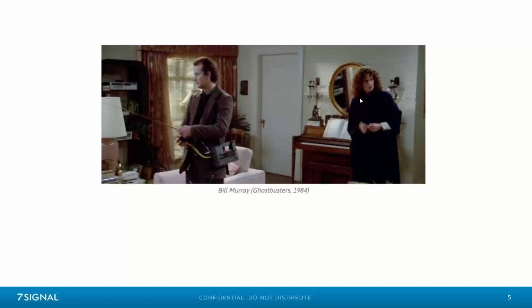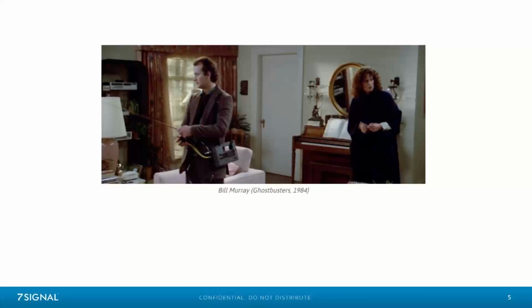And the customer gets a little frustrated with Bill and says, "Is that thing even working? Do you even know how to use it?" And Bill Murray's response is, "I think so." And that slays me, especially when we talk about spectrum analyzers, right?